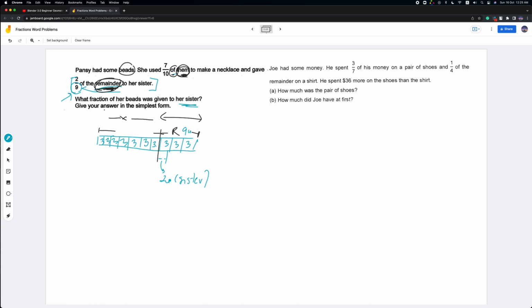So what fraction of her beads was given to her sister? It's a simple question. She gave her sister 2 units, but how many is the unit? It is the denominator. Remember, a fraction is a numerator and a denominator. The numerator is what they are asking for, again the sister, and the denominator is always the total. So we have 1, 2, 3, 4, 5, 6, 7, 8, 9, 10. 10 times 3 is 30, and we simplify: 1/15. So this is the answer.